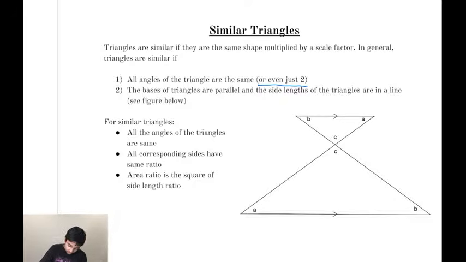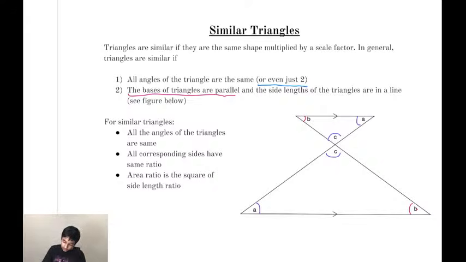And for similar triangles, also, if the bases of the triangles are parallel, and the side lengths are in a line, like the figure you see here, they're also similar. And this can be easily derived from the parallel lines. Because you know that these angles are going to be equal, and then these angles will be equal, and from there we know that these angles will be equal. So that means these triangles are similar.